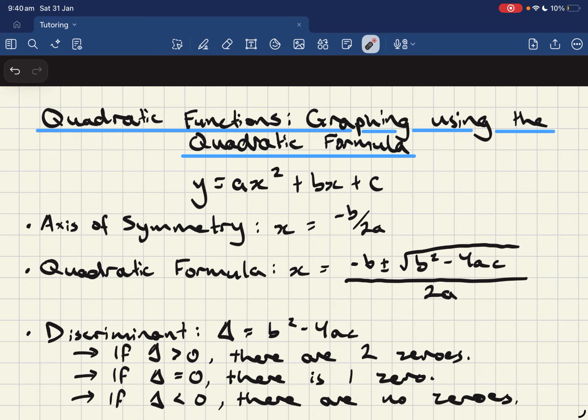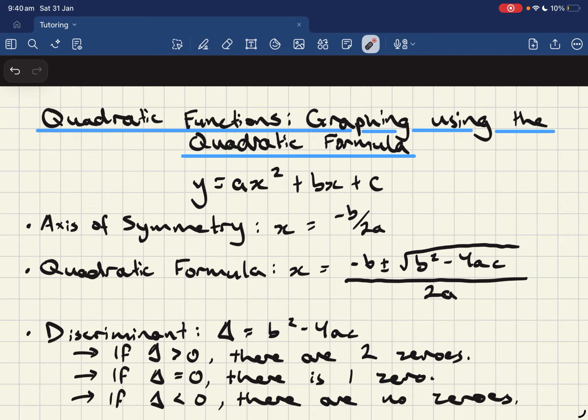And we can use this as a quick way to determine how many zeros or how many x-intercepts our quadratic will have. If this value is greater than 0, there will be 2 zeros. That kind of makes sense. If it's greater than 0, we'll get some number here. So it'll be minus b plus whatever this is over 2a, and minus b minus whatever this is over 2a.